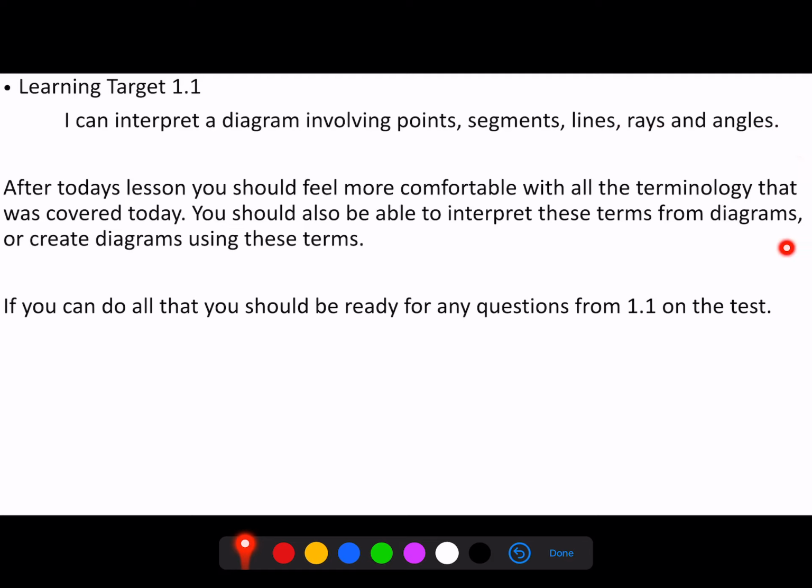After today's lesson, you guys should feel more comfortable with that terminology, and you should be able to interpret these terms from diagrams, create diagrams using these terms, or be able to write these in any way that you need to write them, including all those angle names or all of the rays and making sure that it's labeled properly. If you guys can do all this, then you should be ready for 1.1 on the test.